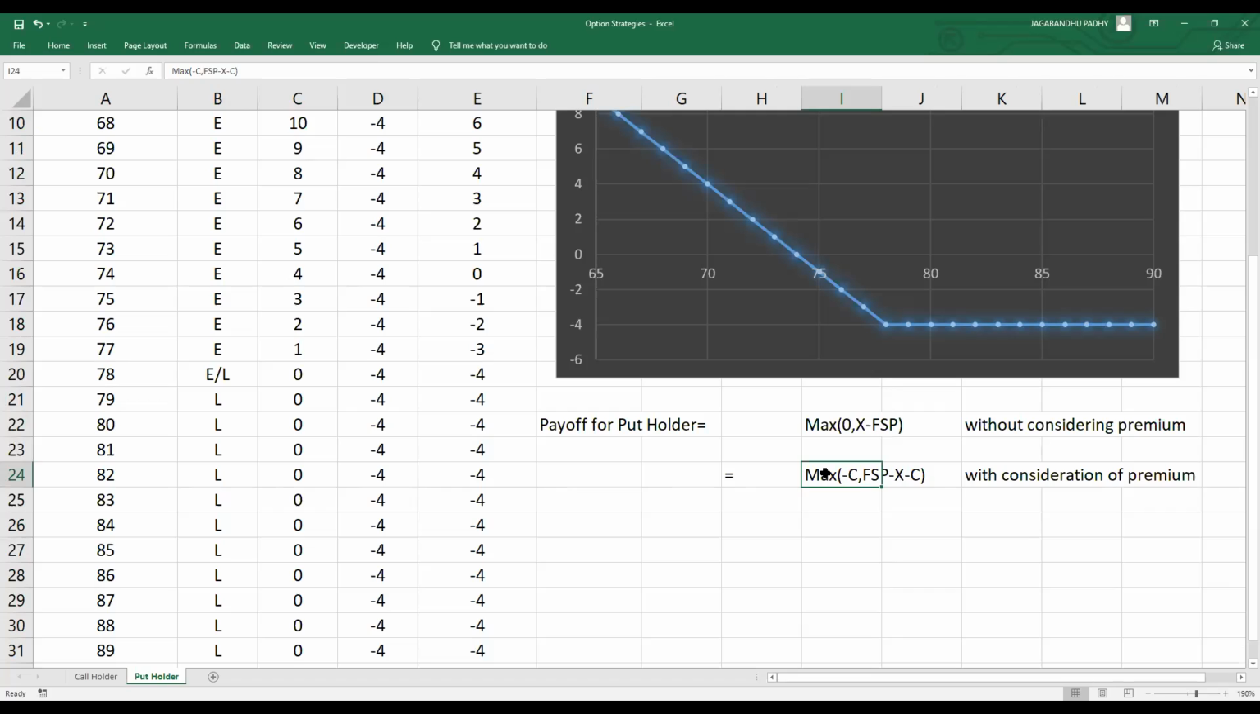Then payoff for a put holder with consideration of premium, that's maximum of minus the premium what you pay, or it is strike price minus FSP minus premium. That's the payoff for the put holder.